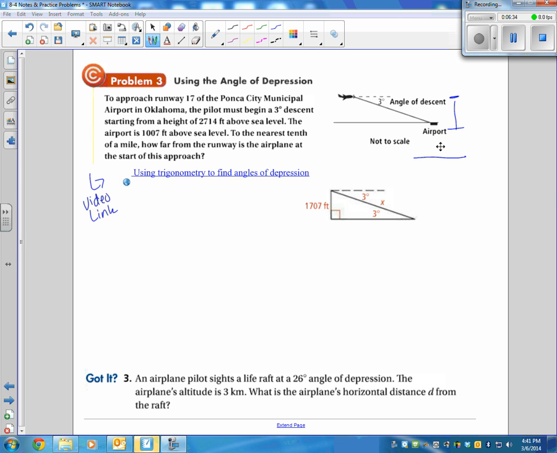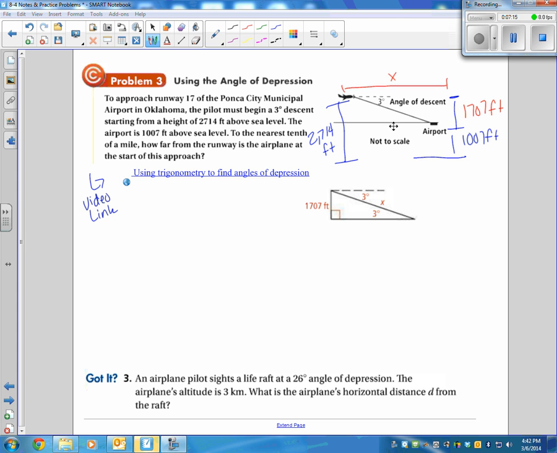So we say that the airport is about 1,007 feet above sea level, and that this entire distance here is going to be 2,714 feet above sea level. So if we subtract those values, we would see that the airport to the beginning or initial descent would actually give us 1,707 feet.